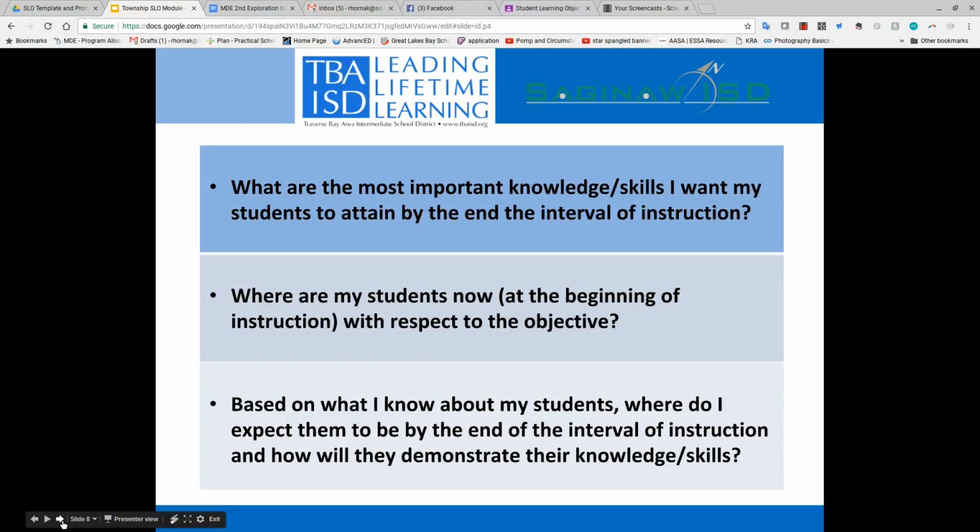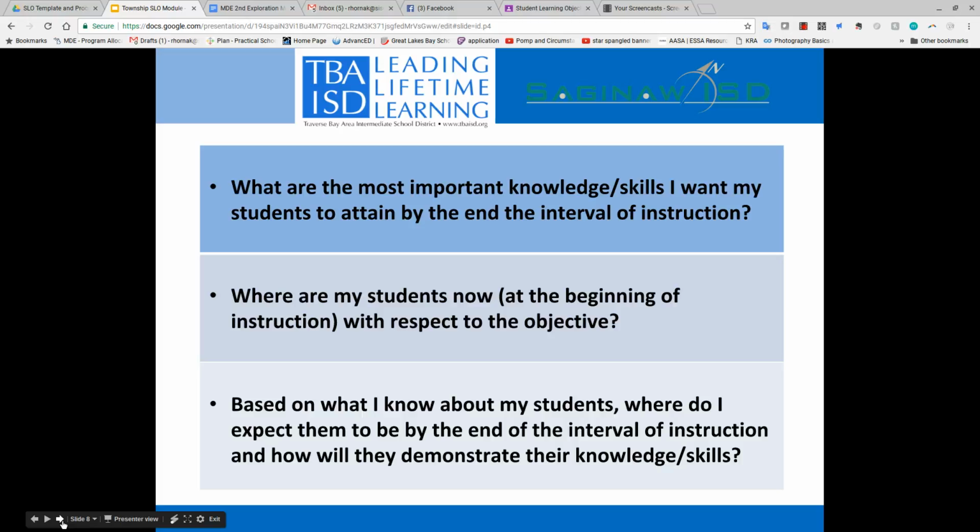So as we head into this next piece that takes that assessment data and digs deeper into it, I want you to think about what are the most important knowledge and skills you want your students to obtain by the end of the interval of instruction. I love that phrasing, interval of instruction, because as I've met with some of your staff and as we've talked, there's this debate as to how long you should have these learning objectives. And I hate putting specific timeframes on things.